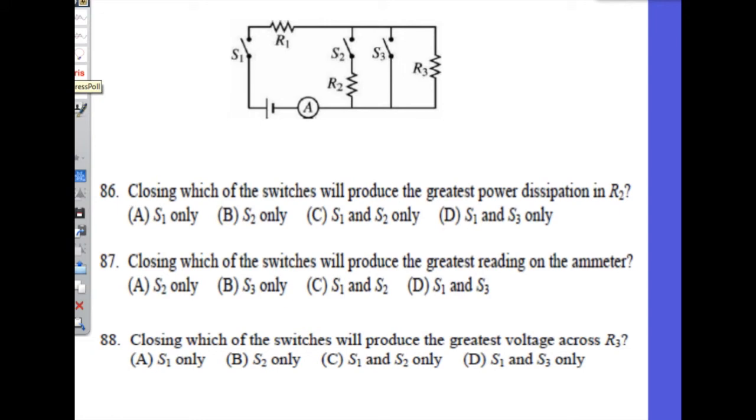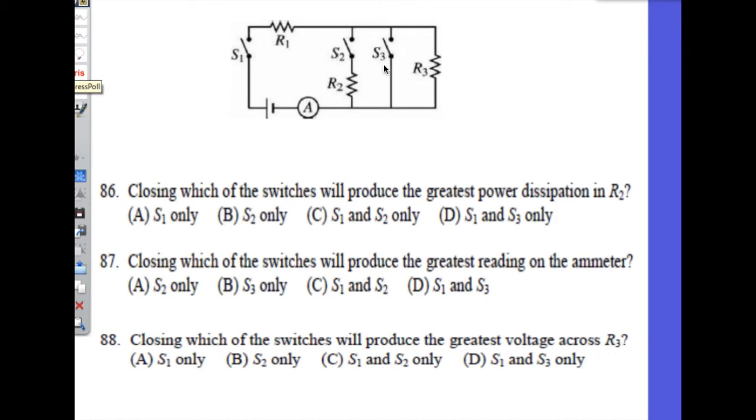Number 86. Closing which of the switches will produce the greatest power dissipation in R2? Okay, so here's resistor 2. Well, if you're going to get any power, you can tell you got to shut this one. So we got to close S2 for sure if we want any power in this. Same thing here. We got to close S1 if we want any current to flow in this circuit whatsoever. So S1 and S2 for sure.